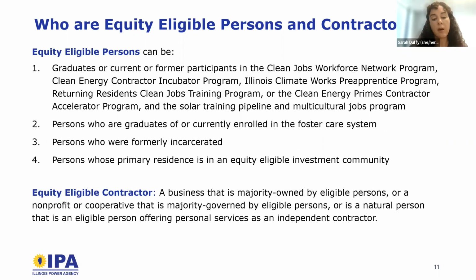So the certification process essentially just adds another step. You still have to certify that person as an equity eligible person, and then you just additionally certify that they have majority ownership or controlling majority governing power over the entity at issue. Next slide, please.